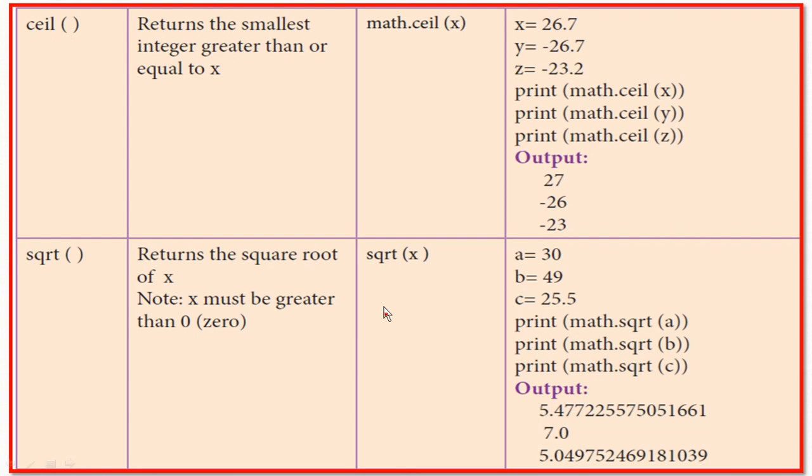Another function, the sqrt function, returns the square root of x. x must be greater than 0; we should give a value x greater than 0. General format: sqrt of x. a value 30, b value 49, 25.5 for c. It returns the square root of a, square root of b, square root of c. These values are displayed in the output. The square root of 49 is 7.